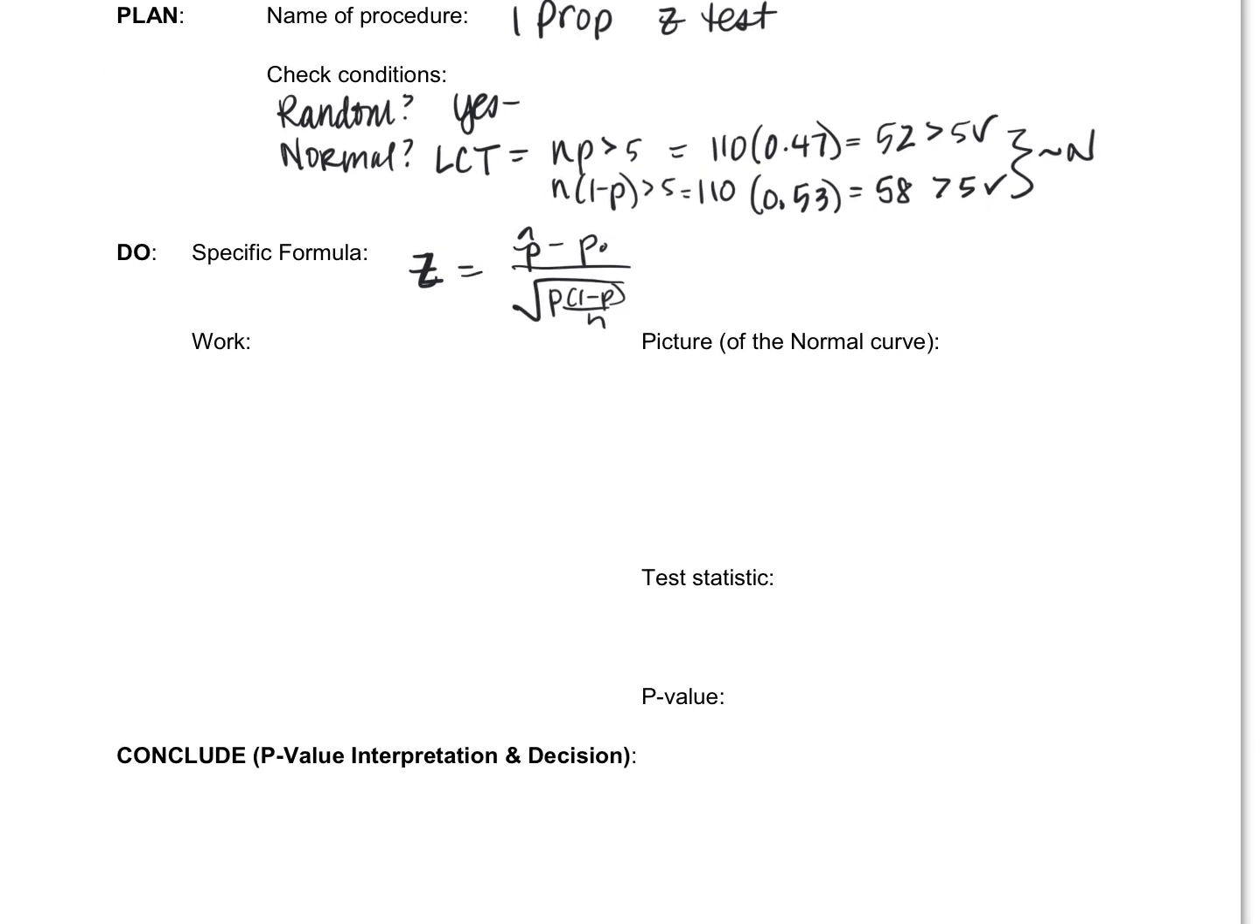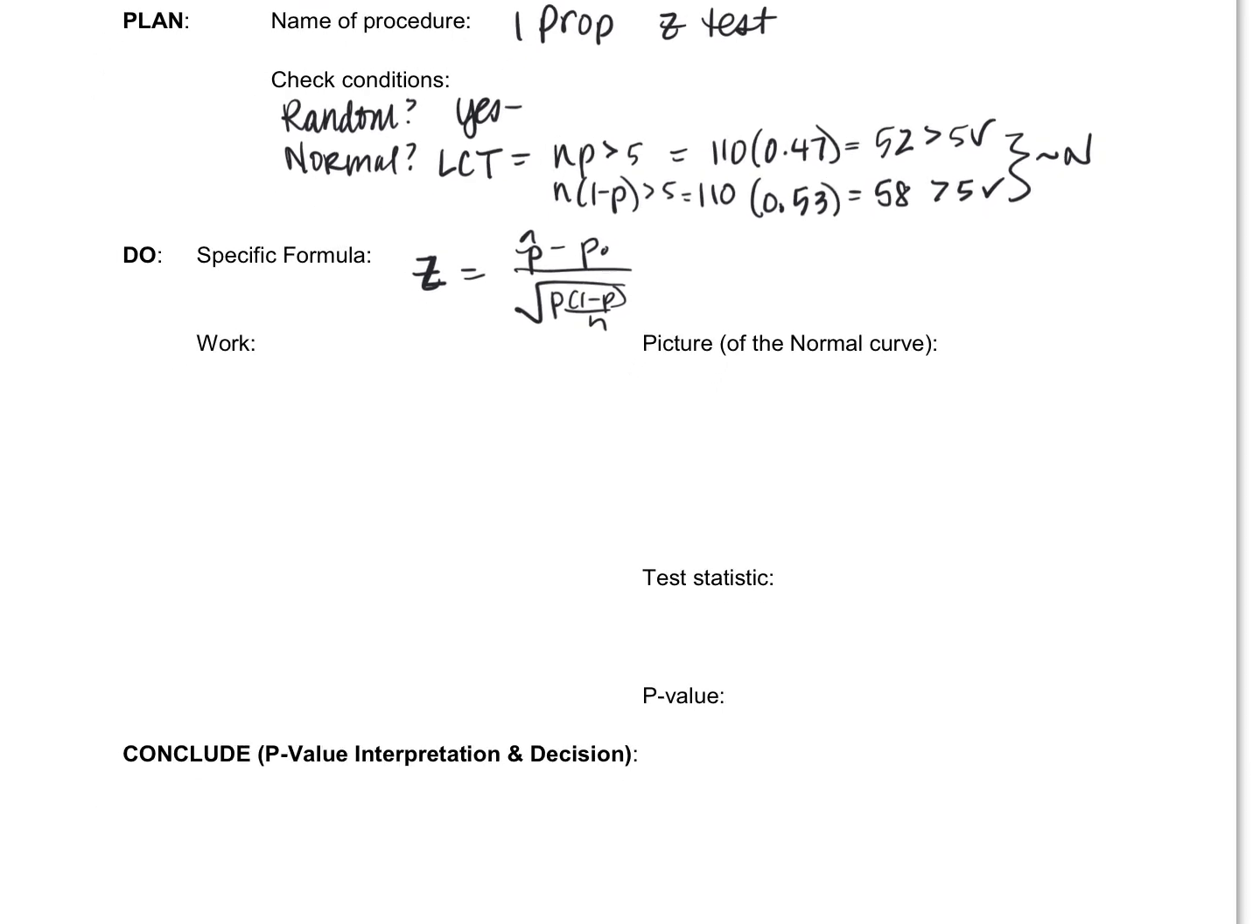Okay. So, do we know what p hat is? 0.47. Yeah. So let's plug in our values. 0.47 minus, what's the p null value? 0.20, that's what we used in the hypothesis. All over this, we're using the null value in here. So I'm going to do it in steps. I'm going to find out that standard error real quick.